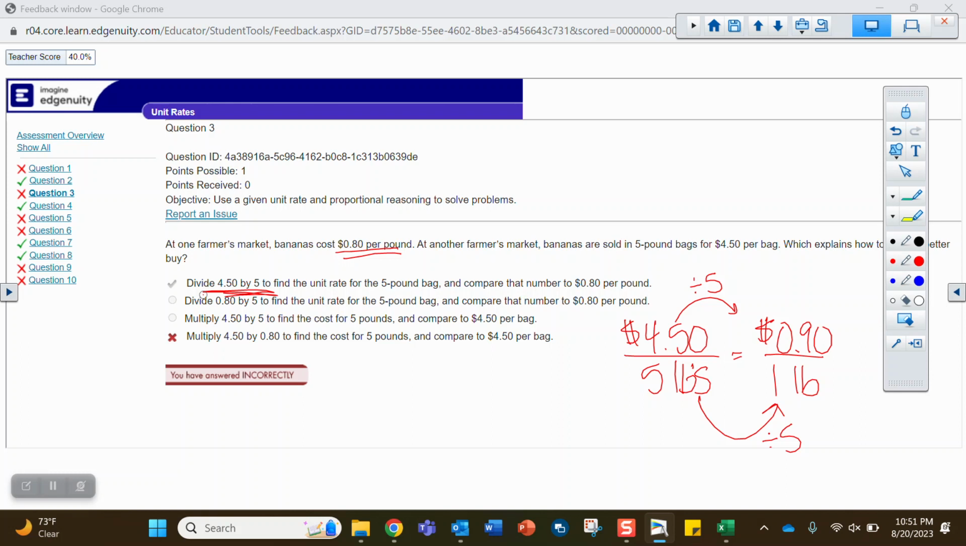The other option, I guess, and it's not listed here, is you could multiply 80 cents times 5, and that would tell you how much a 5-pound bag would cost at the first farmer's market. And then you could compare that to $4.50, but typically when we compare rates for cost, we use the unit rate. So we're trying to find out how much it is for 1 pound versus 5. But that option of taking 80 cents times 5 is not listed there. So you would divide $4.50 by 5.